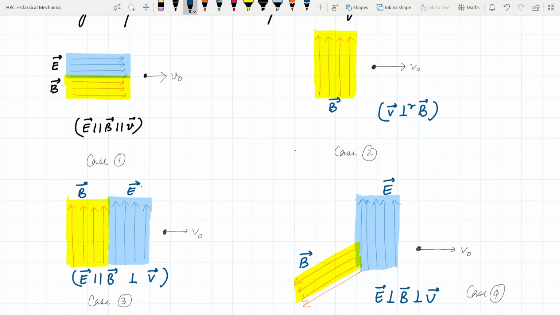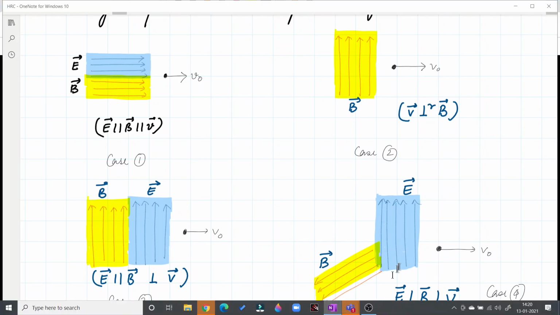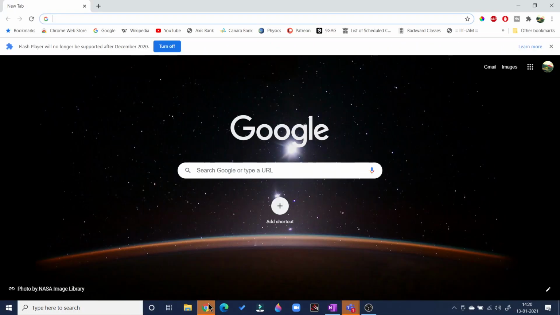First case, both electric field and magnetic field are parallel to each other and the particle's initial motion is also parallel to them. Second case, magnetic field is perpendicular to the particle's initial motion. Third case, both electric and magnetic field are parallel to each other, but the particle's motion is perpendicular to them. Fourth case, electric field is perpendicular to the magnetic field, which is also perpendicular to the initial velocity. Are you able to visualize these scenarios? Are you there? Yes, sir.